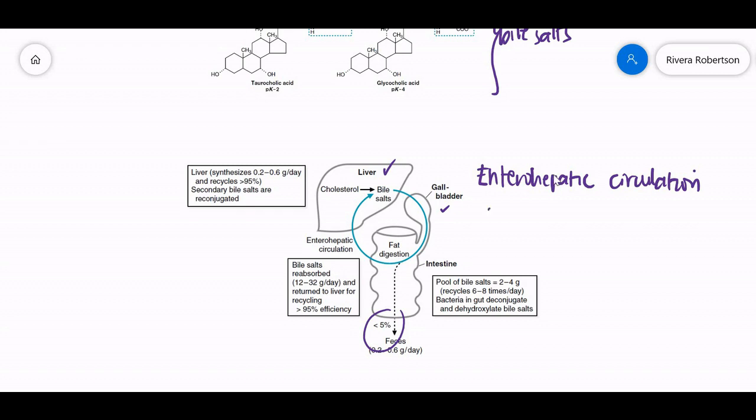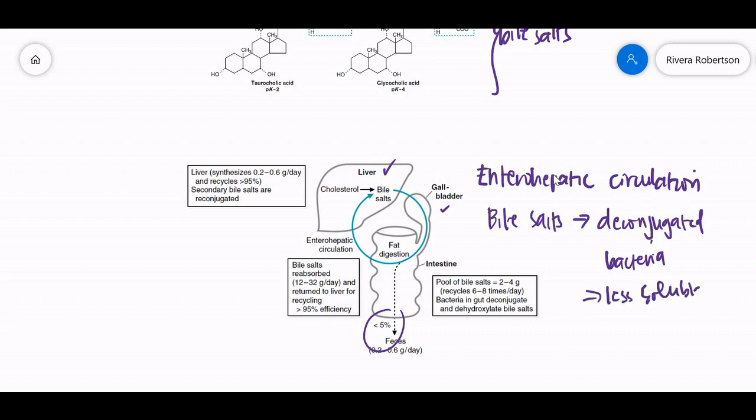Your bile salts are deconjugated by intestinal bacteria, which makes them less soluble. Once deconjugated, we form the secondary bile acids, which are, as we've already mentioned, less soluble. Their fate is excretion, and they can also be transported back to the liver, where they are conjugated again but not hydroxylated. And then paulit-ulit lang yung process.